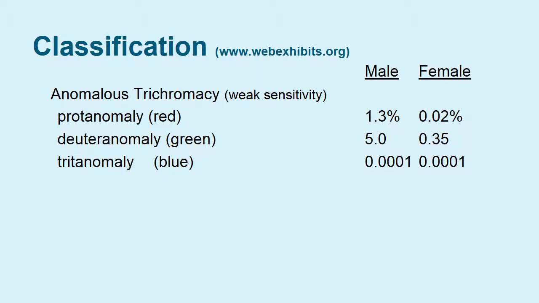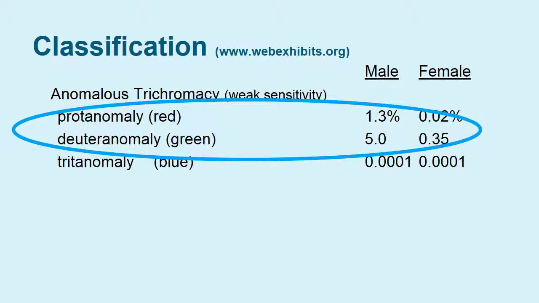Now, in the inherited, well, actually in all color vision deficiencies, there's two categories, I guess you could say, in terms of color vision deficiency. And primarily, where the majority of people fall are males, about over 6% of males and a small percentage of females that have a weak sensitivity to color, and this would be called an anomalous trichromacy.